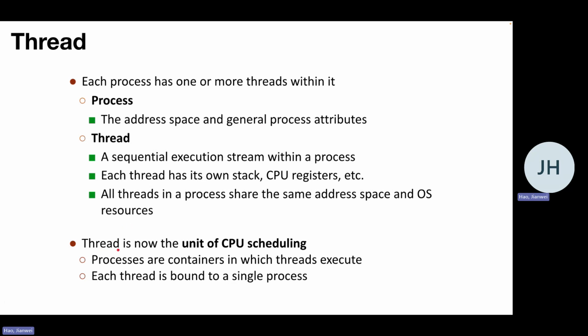And a thread is a unit of CPU scheduling. The processes are containers in which the threads execute, and each thread is bound to a single process, which means it can only be working in one process. It cannot work for two processes.